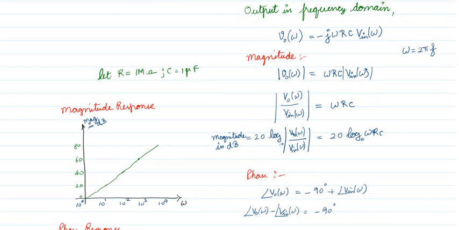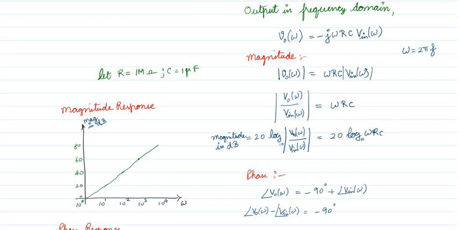Now we will take the magnitude. What is the magnitude? Magnitude of minus j is, see, magnitude of j is 1. Minus j is also 1, right? Because j is square root of minus 1, magnitude becomes 1. Magnitude is always positive, keep in mind, right? So I can take the magnitude. So what is the magnitude? V naught of omega by V in of omega equals omega RC.